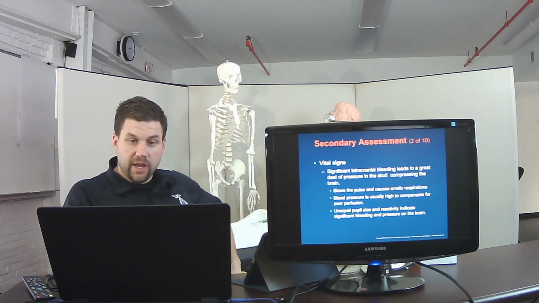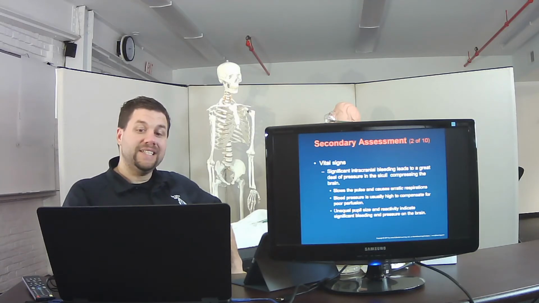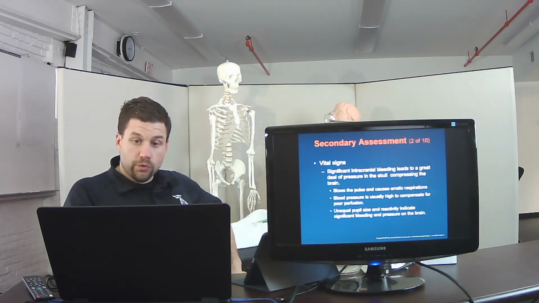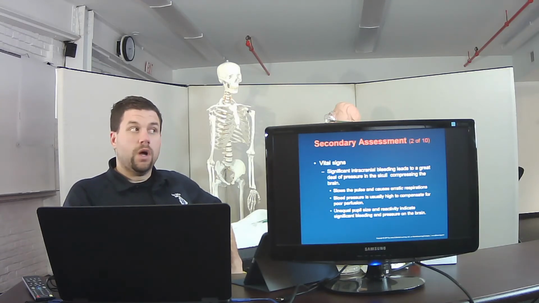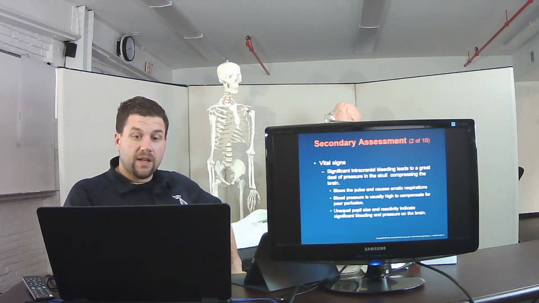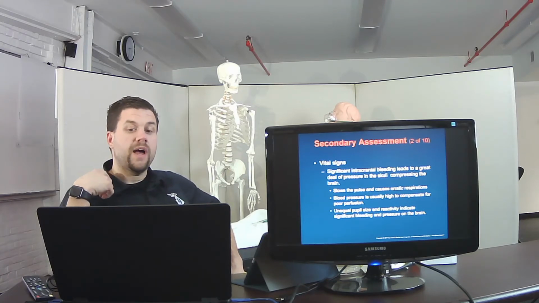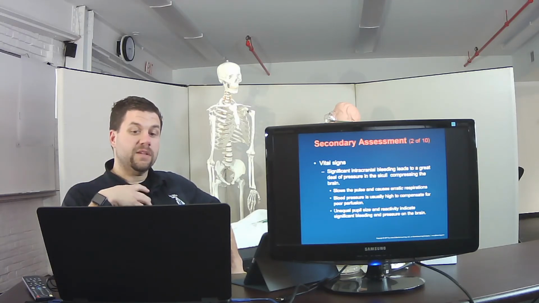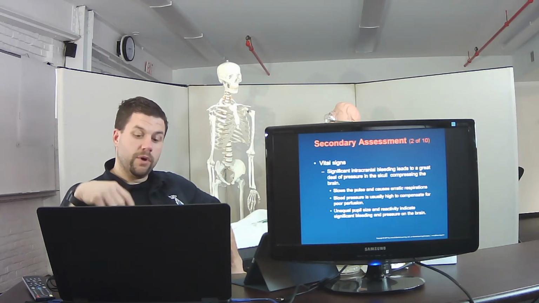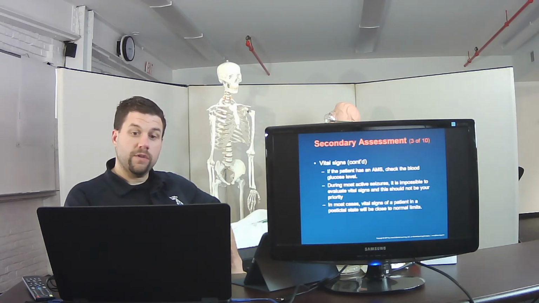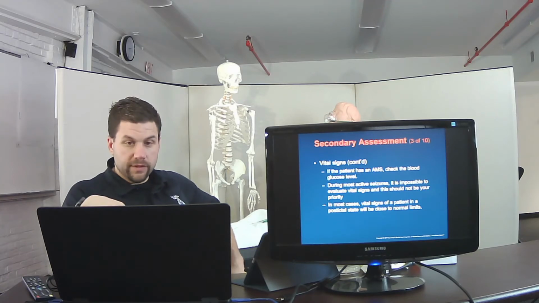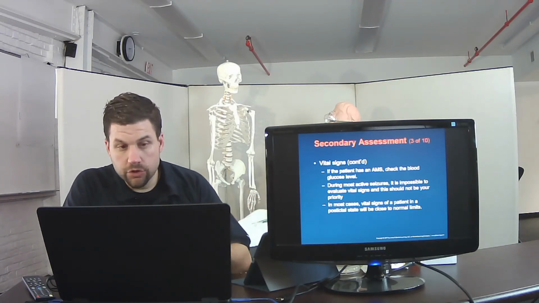So in our vital signs, significant intracranial bleeding leads to a great deal of pressure in the skull, compressing the brain. The pulse will slow down, and this will cause erratic respirations. Blood pressure is usually high to compensate for the lack of perfusion. And an unequal pupil size or reactivity may indicate significant bleeding and pressure on the brain. So we need to be aware of all of those things. If they have an altered mental status, check their blood sugar level.